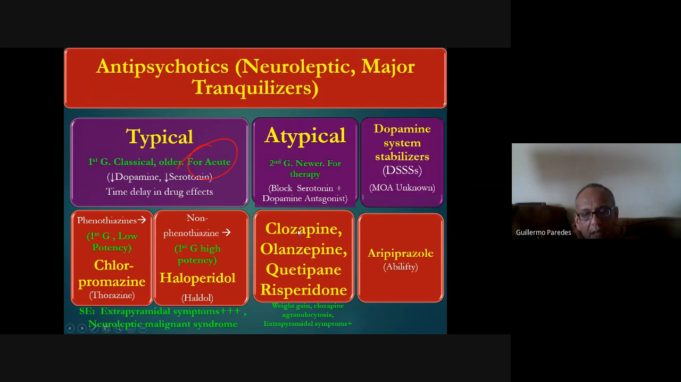Here we have the atypical: clozapine, olanzapine, quetiapine, and risperidone. These guys, especially clozapine, can produce weight gain, agranulocytosis, and extrapyramidal symptoms. Please write this down. Agranulocytosis means low levels of granulocytes, which are the neutrophils, the eosinophils, and the basophils. Those are the three white cells that contain granules.